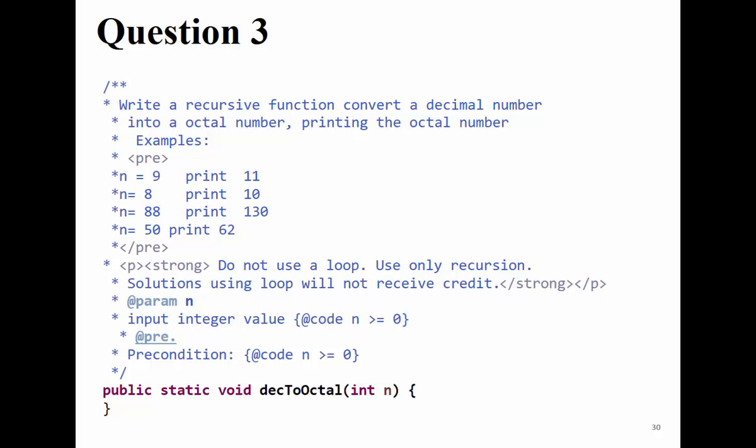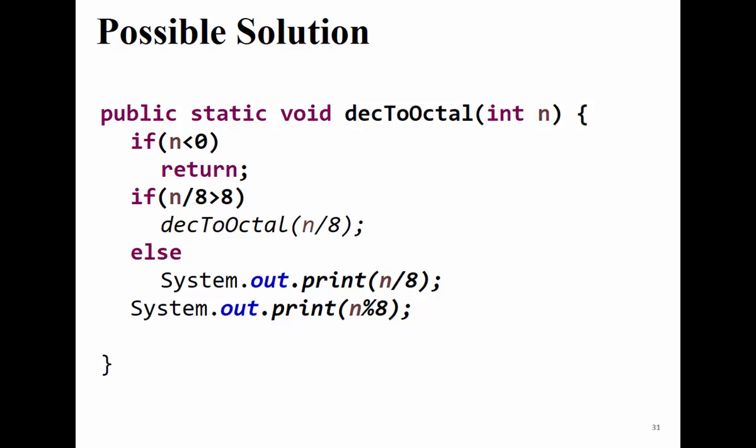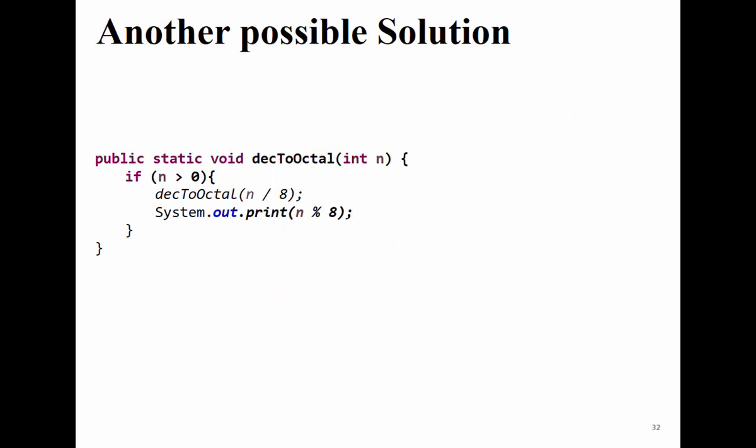So you just change the base. In the decimal, you have 10 to the power. Here you have 8 to the power. This is one of the implementations. You take n is less than 0, you return. There is nothing to represent. If you have n divided by 8 is greater than 8, you're going to call the decimal to octal representation. Else, you're going to print the digits, and then you're going to print the mod operations. So this is the base, and this is the recursive call.